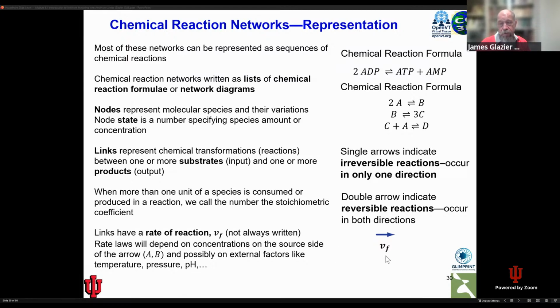Links have associated with them a rate of reaction, VF, and that's not always written. The notation is pretty sloppy in many locations for these kinds of networks. Rate laws will depend on the concentrations on the source side and possibly on things like temperature, pressure, pH, which we'll normally neglect.